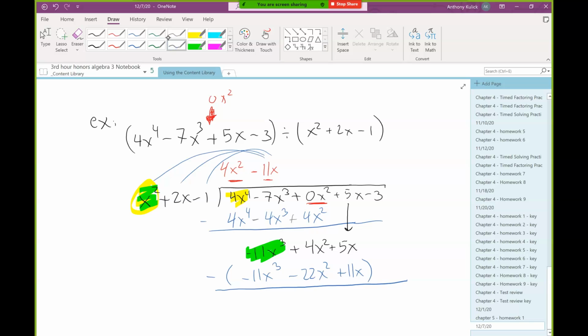And usually it's easier to distribute the negative here. So negative of a negative becomes positive. Negative of negative becomes positive. And negative of a positive becomes negative.